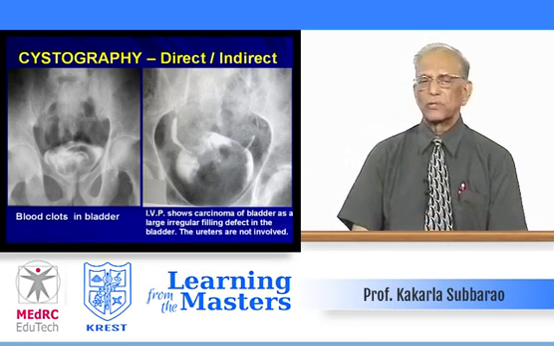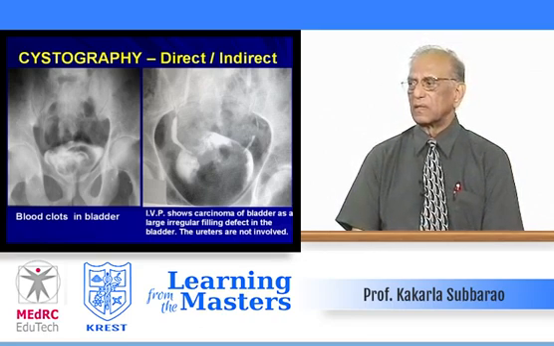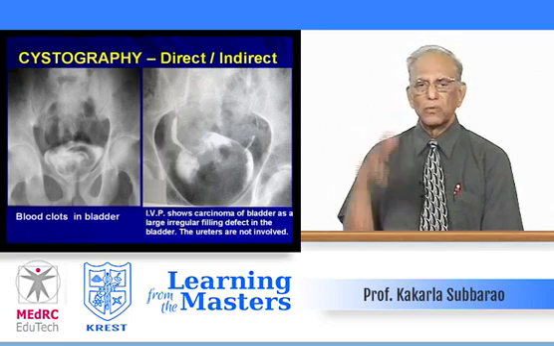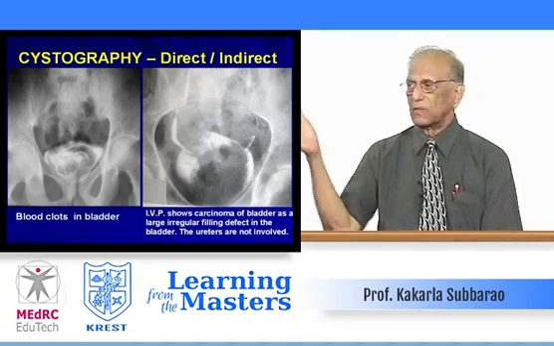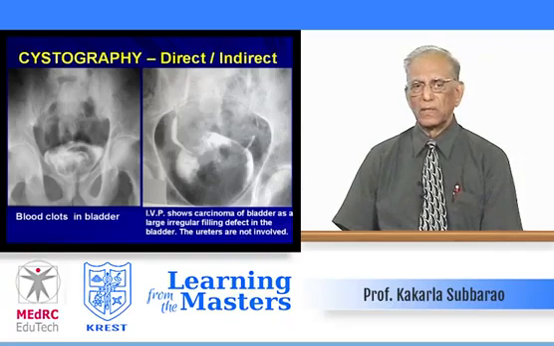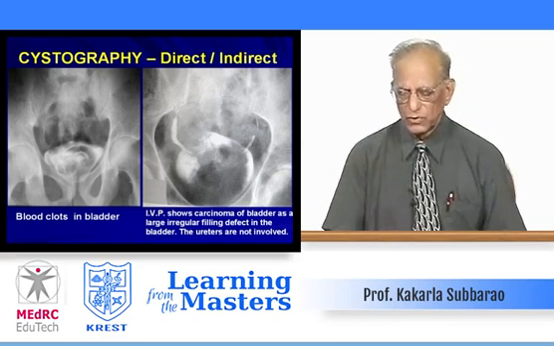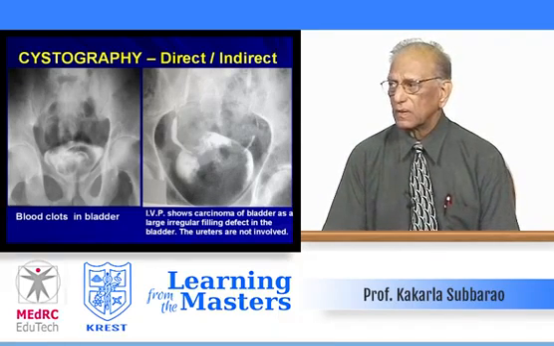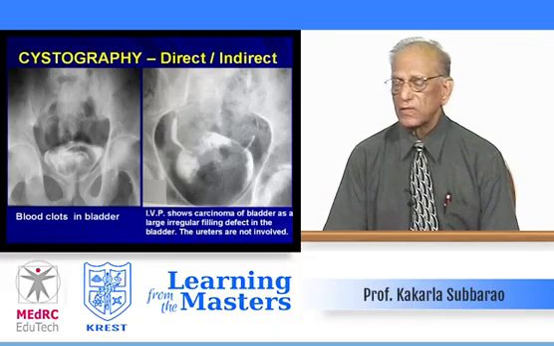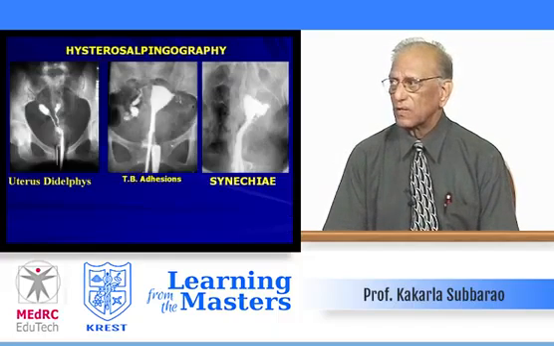Bladder examination, cystography, either direct or indirect. Indirect, by doing IVP late films, you can study the bladder. Note on your right side, extensive neoplasm involving the bladder wall, and then on the right side of the film, you see blood clots in the bladder producing multiple filling defects. That is direct cystography.